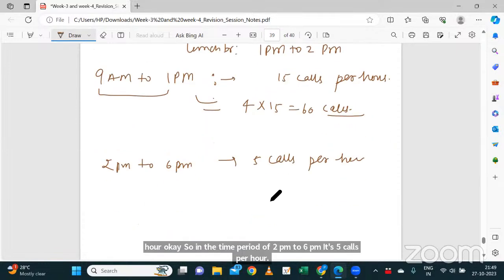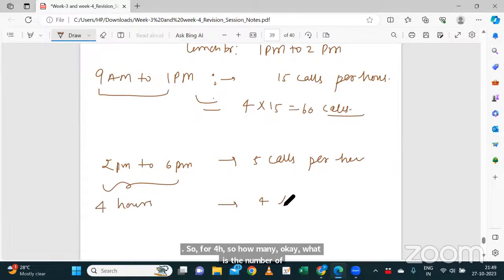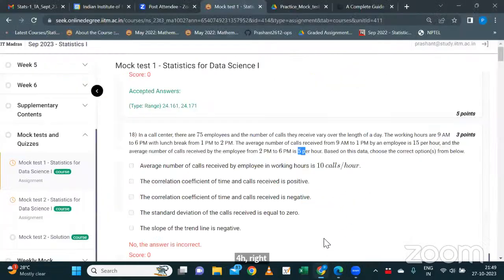So for 4 hours, how many calls? What is the number of hours? 4 hours, right? It will be 4 into 5, that means 20 calls. Okay, let's see the options.